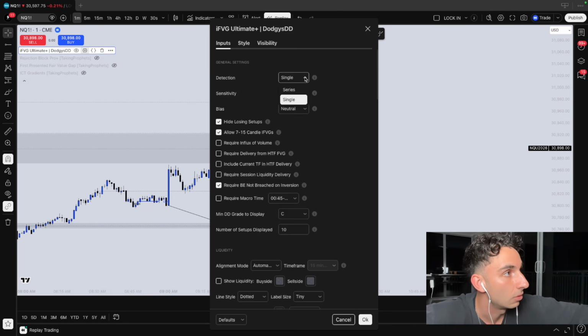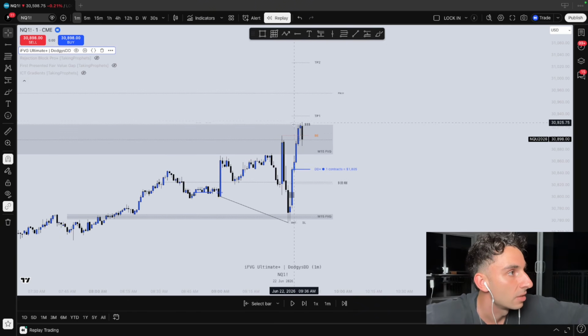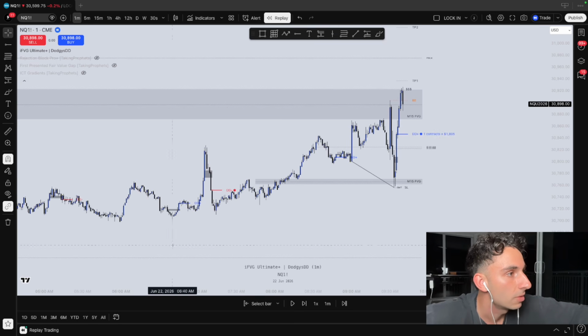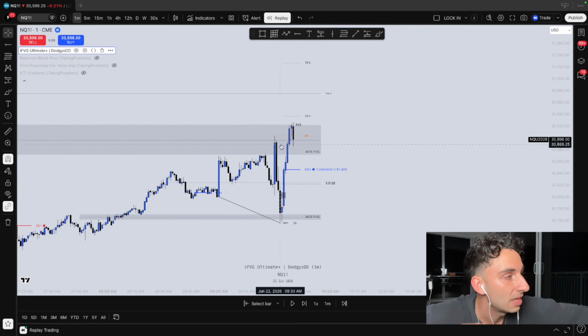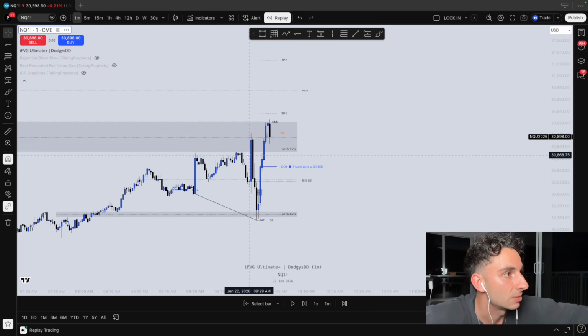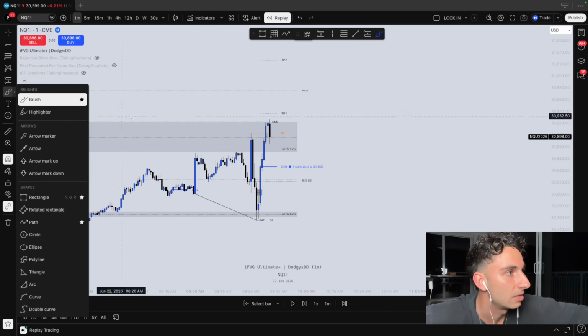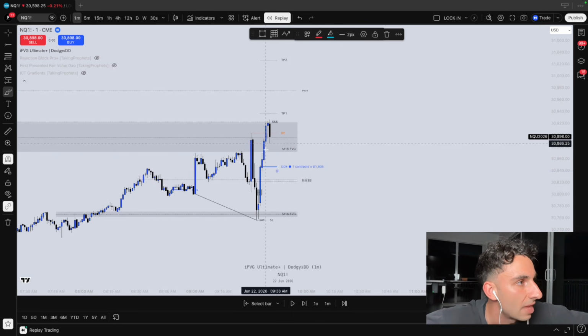Personally, I like to run single because at the end of the day, it's going to be based on the liquidity below. That's going to determine whether this is a good setup or not. But the safest bet is to run series because basically when it's on series, it's going to wait for every gap in the leg to inverse. So it's going to wait for every gap in the leg to inverse.